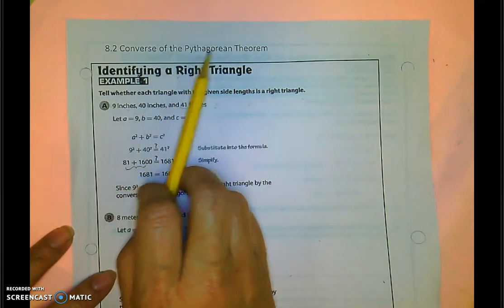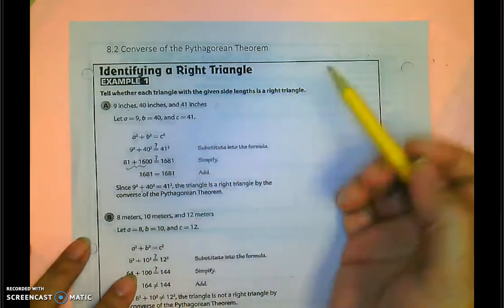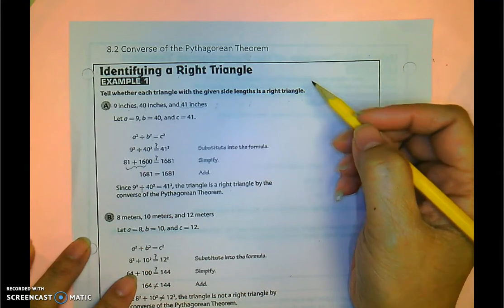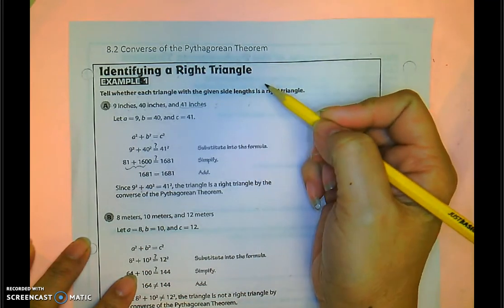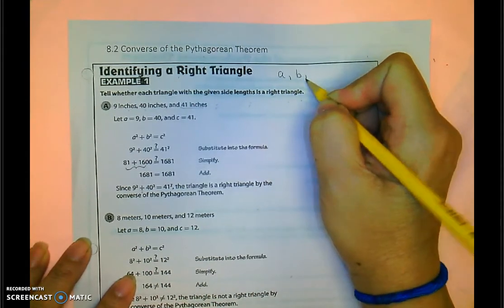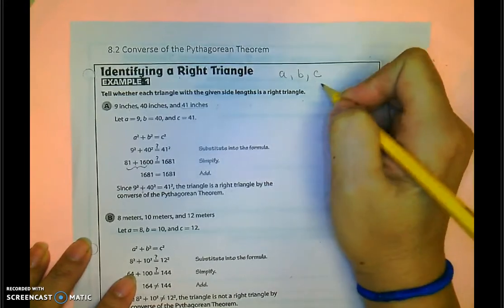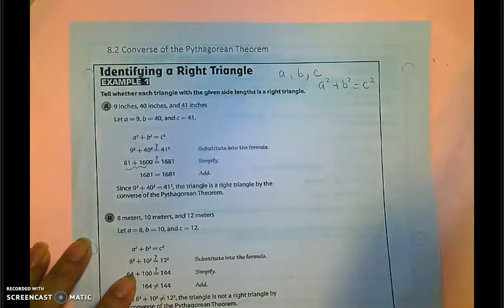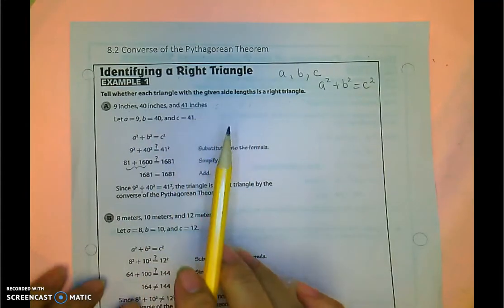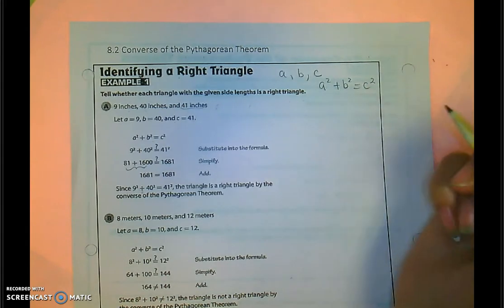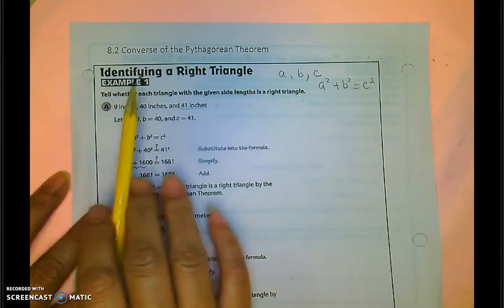Converse of the Pythagorean theorem. How can you test the converse of the Pythagorean theorem and use it to solve problems? We test whether the triangles whose side lengths are A, B, and C satisfy the formula A squared plus B squared equals C squared. You can use the converse of the Pythagorean theorem to help you determine whether real-world triangles are right triangles.